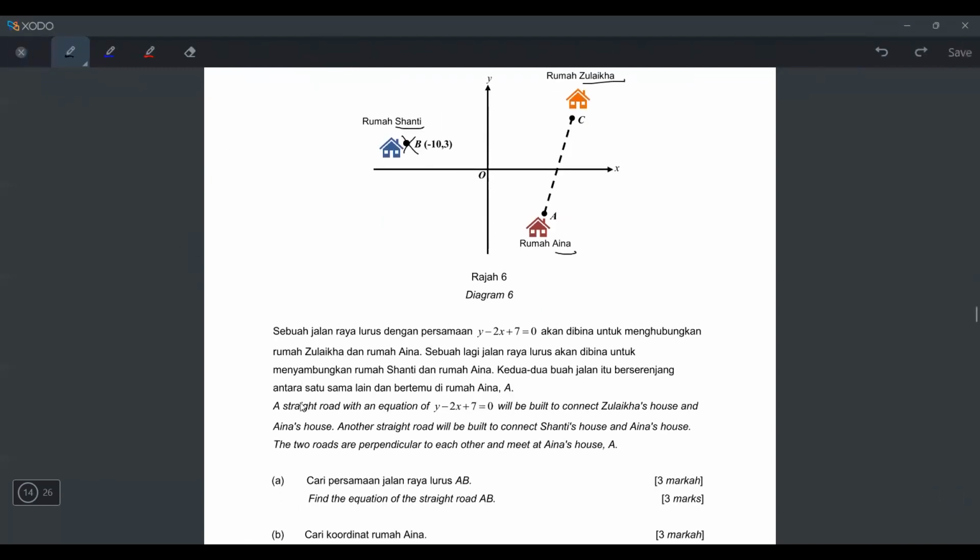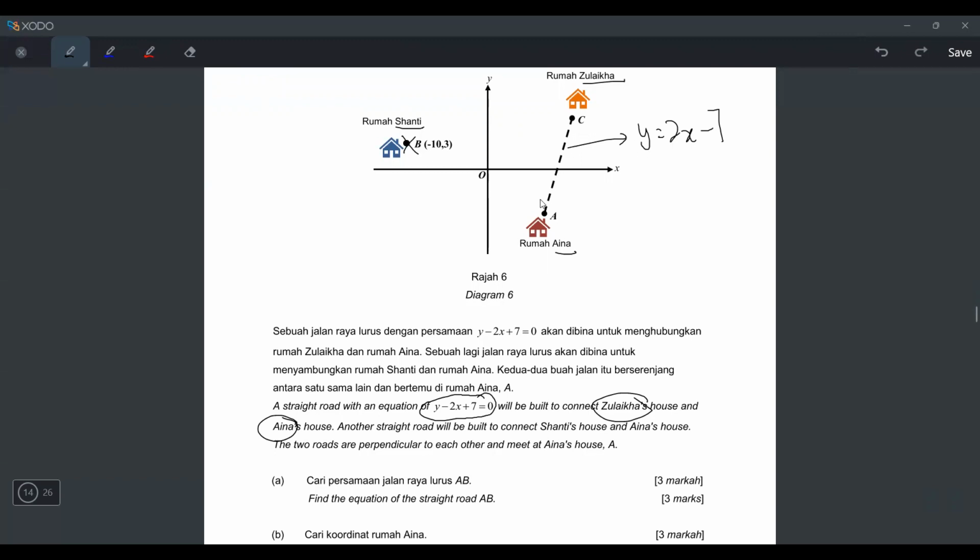Let's read here. A straight road with an equation of y minus 2x plus 7 equals 0 will be built to connect Zuleika's house and Aina's house. Zuleika's house and Aina's house, the road connecting it, which is these dotted lines, the equation is y equals 2x minus 7. I straight away change to gradient form already, I mean linear form, because this equation will tell me the gradient, and if I change to linear form, I can get the gradient and y-intercept.